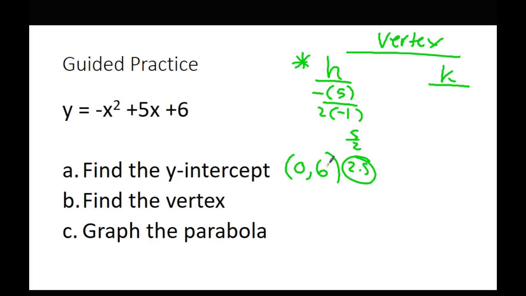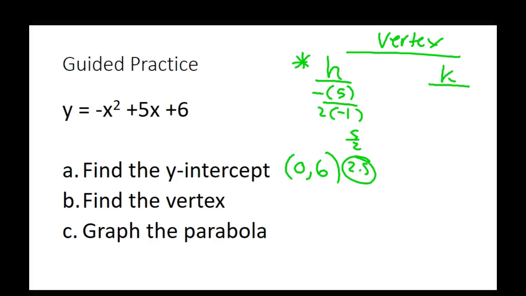Feel free to use your cell phones because you're going to have to do some calculation with a decimal, and that's okay. Follow your order of operations, right? PEMDAS: exponents first, then multiplication, then addition and subtraction from left to right.